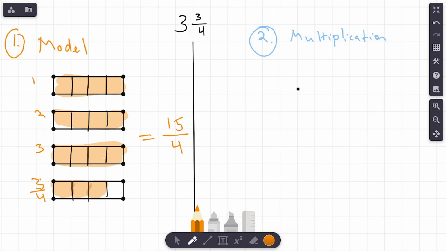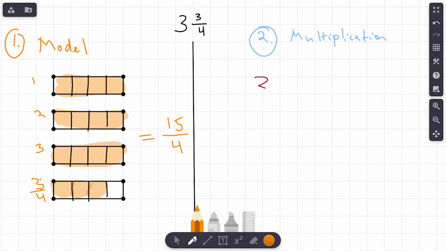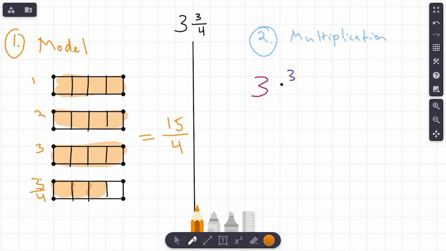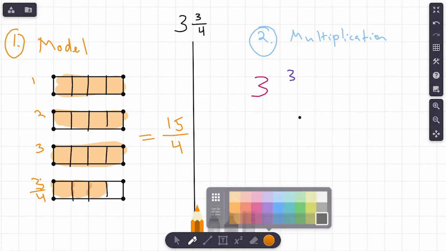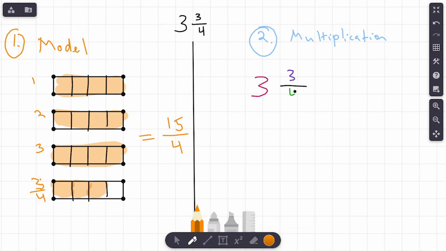Now, let's see if we get the same thing over here when we're multiplying. Okay, I'm going to rewrite this fraction with some colors so it makes it easy for us to see. Our whole number will be pink. Our numerator will be purple, and our denominator will be green. Okay, so here we go. What we're going to do is take our whole number, 3, and multiply that by our denominator. What is the denominator? Denominator is 4.